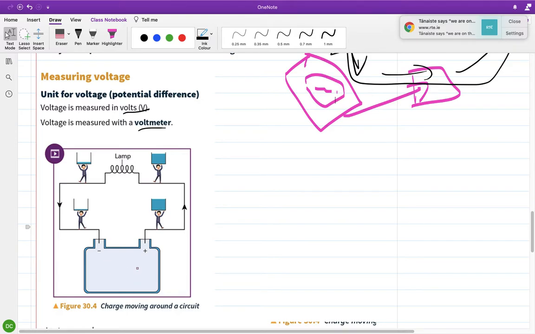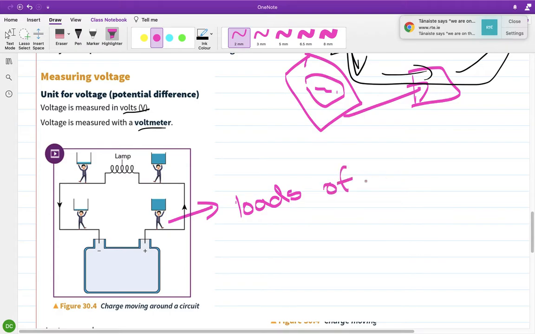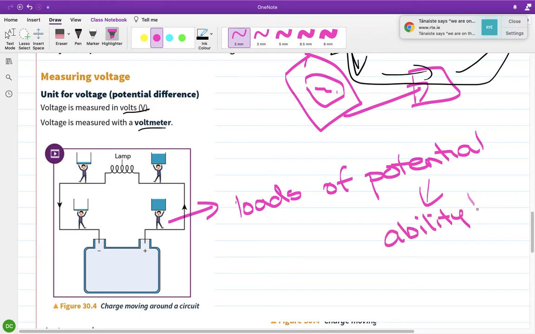So here's your battery down here, and this person is leaving the battery with loads of potential. Okay, potential is ability to do stuff. So this person here has loads of potential. His little bucket is full. And the potential is the ability to complete a task. So off he goes.